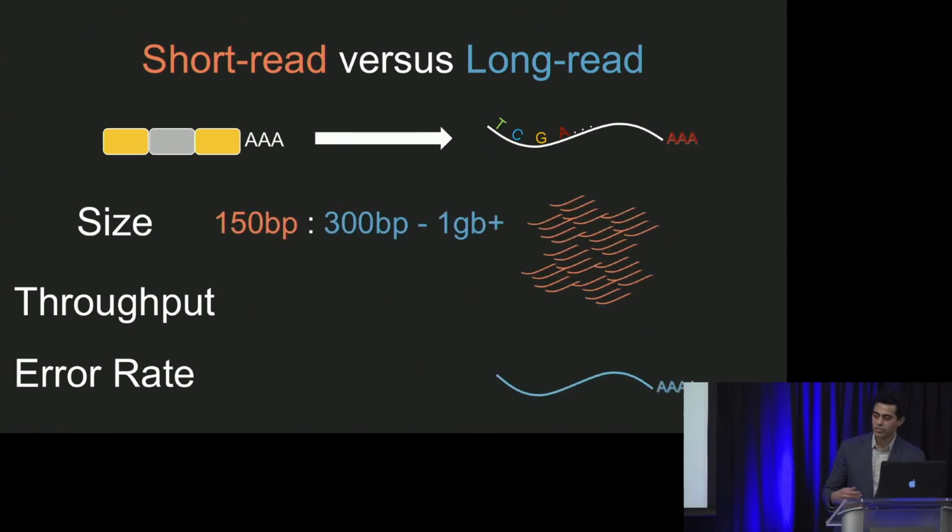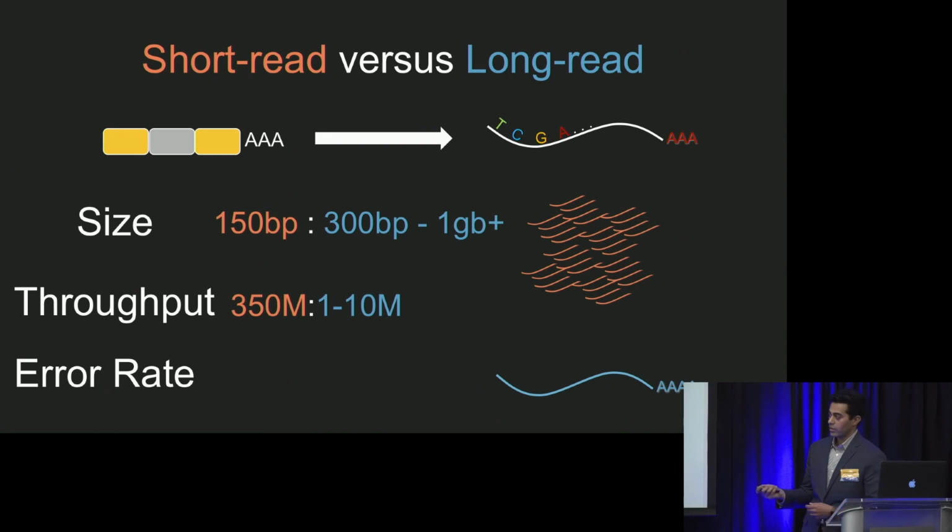So size just describes how big of a molecule you can sequence using these technologies. So for short-read sequencing, a pretty standard protocol will sequence fragments up to 150 base pairs. For long-read sequencing, depending on the strategy, you can sequence anywhere from 300 base pairs up to 1 million base pairs.